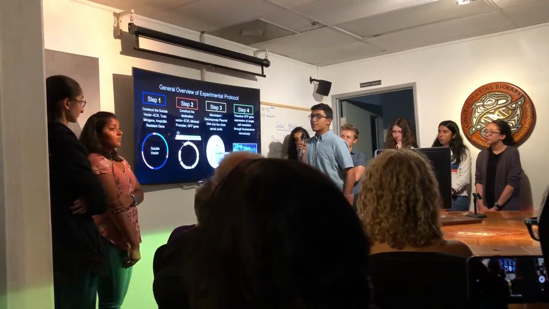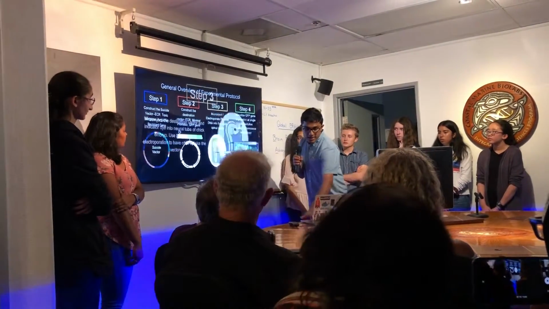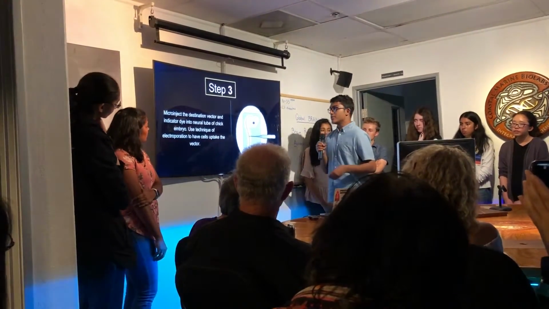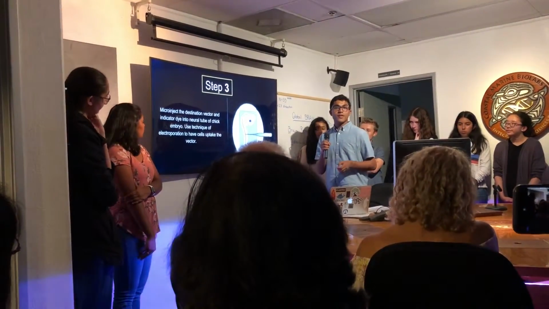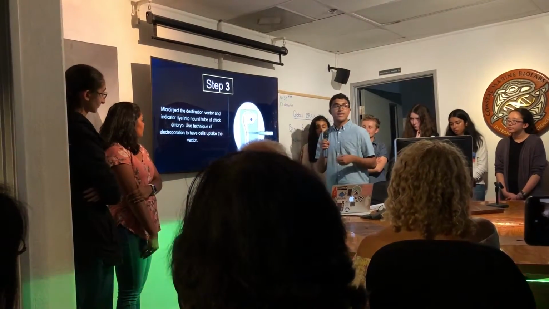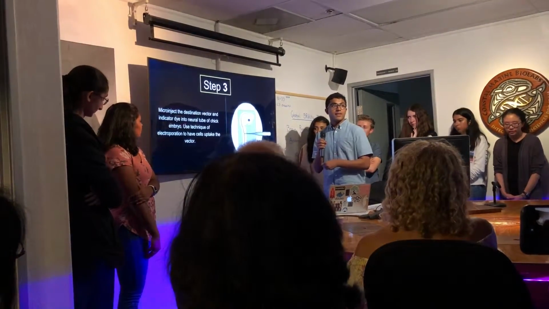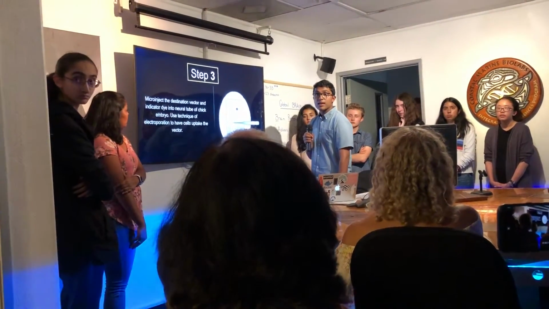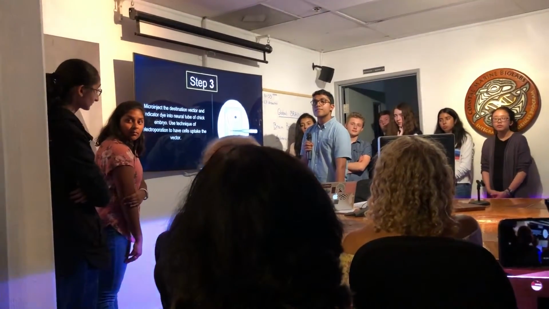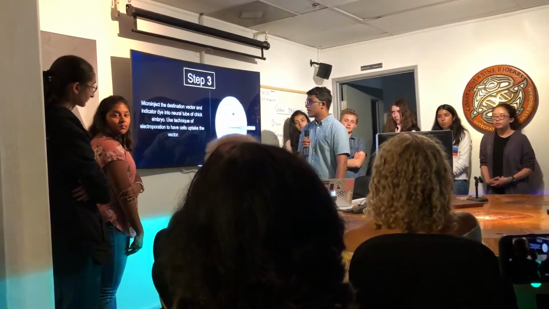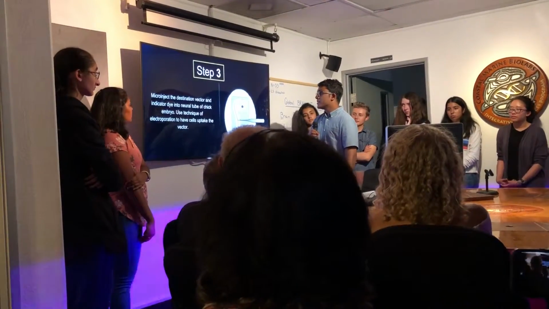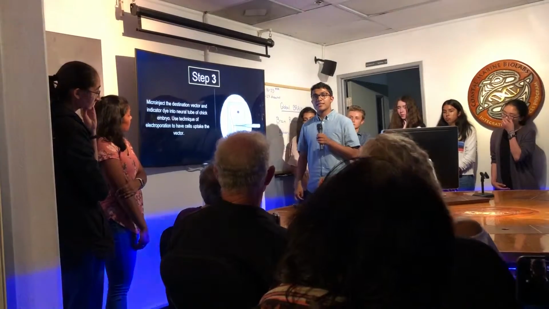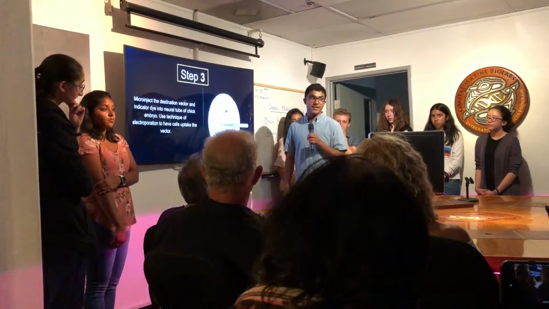And now we're going to move on to step 3, which is to microinject our destination vector and indicator dye into the neural tube of chick embryos. And then we're going to go on to use the technique of electroporation to get the spinal cord cells to take up this destination vector. Vic, you're probably going to mention this, but for the benefit of the audience who may be unfamiliar with the term neural tube, can you just tell us what that is? So the neural tube is a hollow area right here, as depicted. Eventually it's going to form into the spinal cord of the chick. That's all.